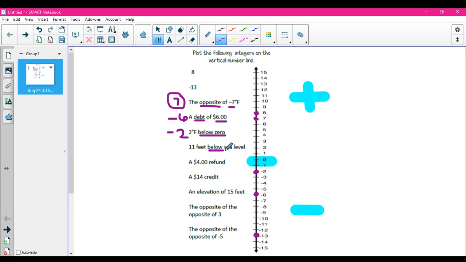11 feet below sea level. Below sea level would be below 0, which is negative, so negative 11. So that is located here on the number line.